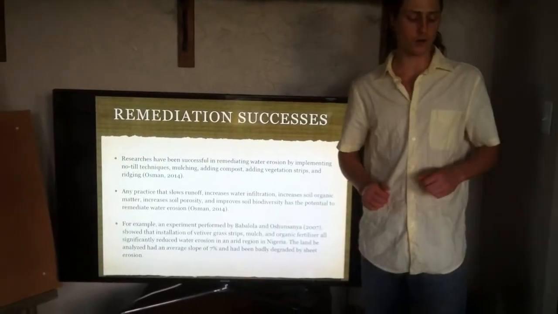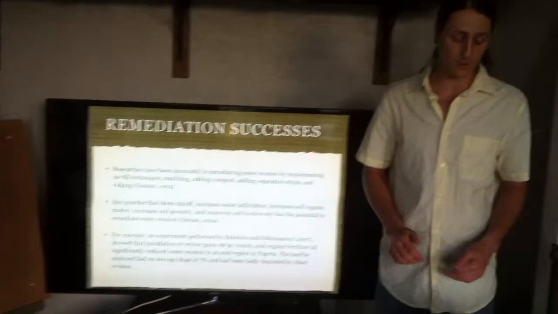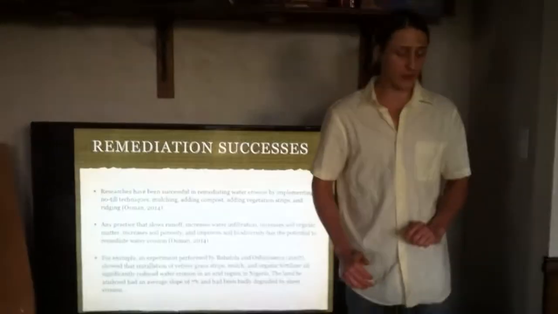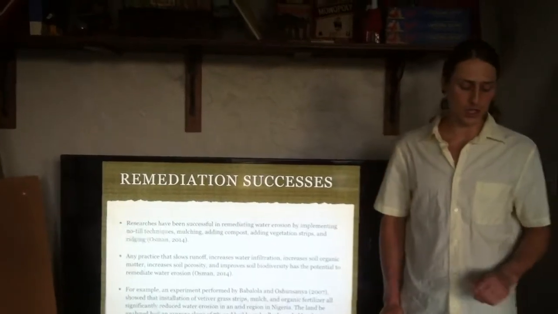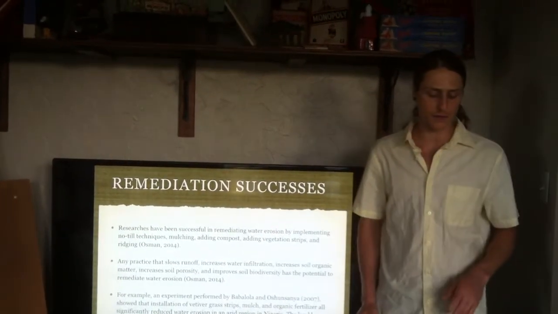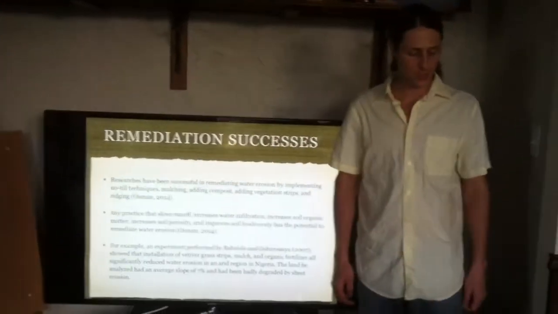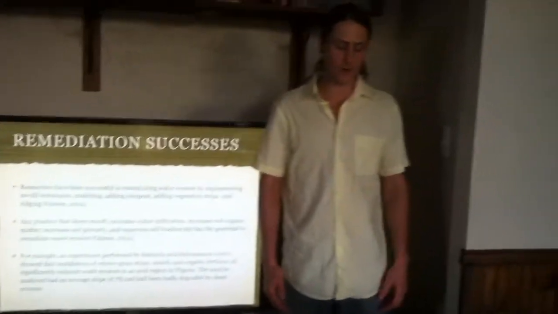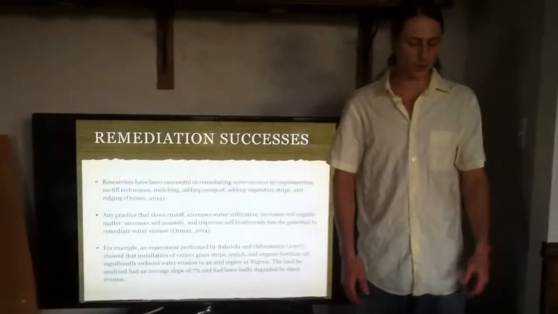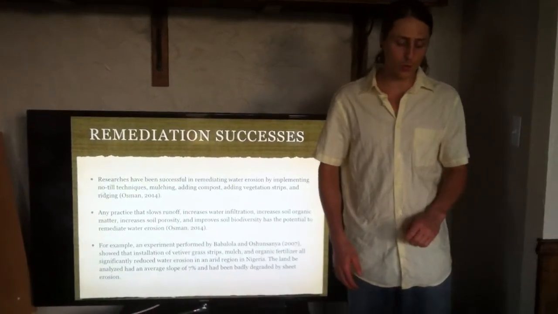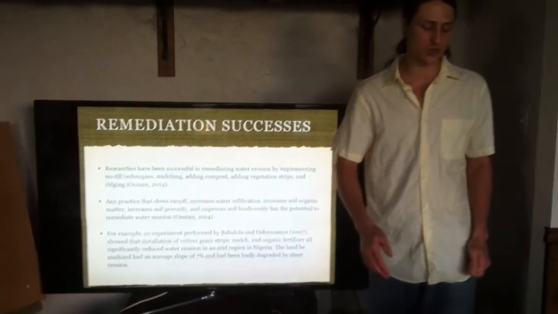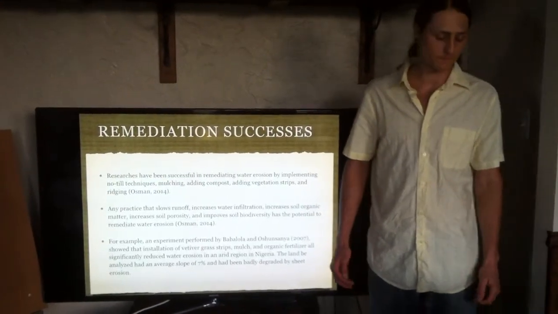There are, however, a great deal of remediation successes. Researchers have been successful in remediating water erosion by implementing no-till techniques, mulching, adding compost, adding vegetation strips, and ridging. Any practice that slows runoff, increases water infiltration, increases soil organic matter, increases soil porosity, and improves soil biodiversity has the potential to remediate soil erosion.